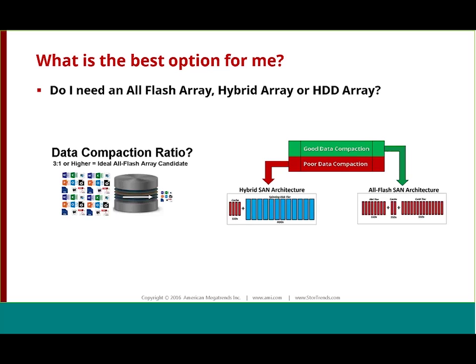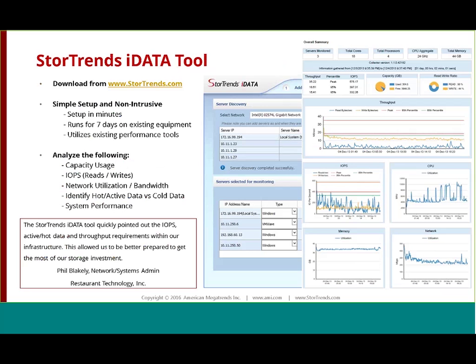A 3-to-1 or higher is very ideal for all-flash array candidates. So if you can obtain a 3-to-1 or higher, all-flash is going to make more sense from a dollars and cents perspective than hybrid or HDD arrays. If you're less than a 3-to-1, you probably should look at a hybrid SAN architecture. But the key is you need to know what your hot data is, and that's the slide that we just landed on now. This is the StorTrends iData tool that I talked about in the beginning of the presentation.